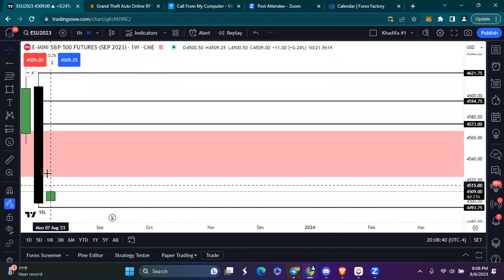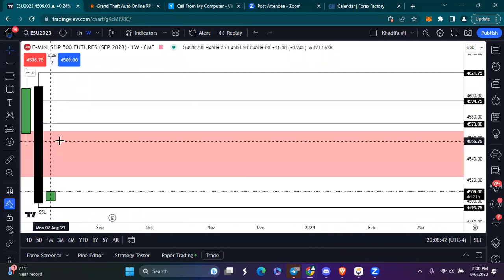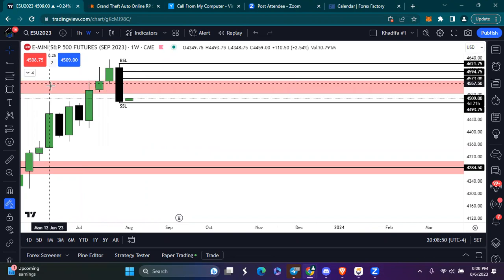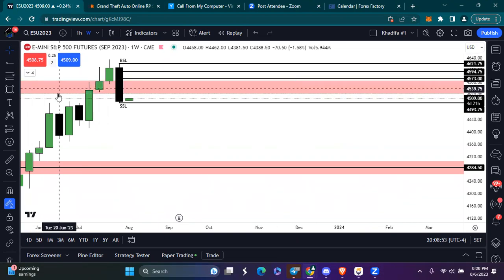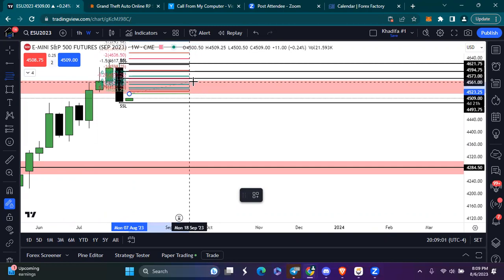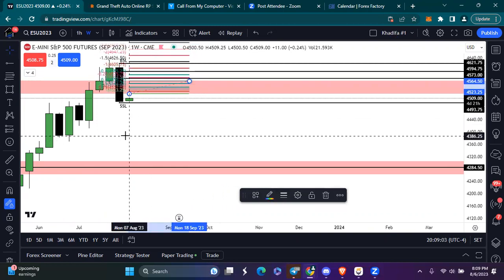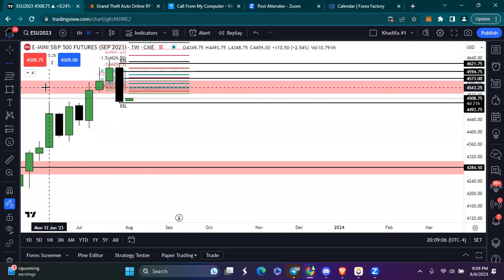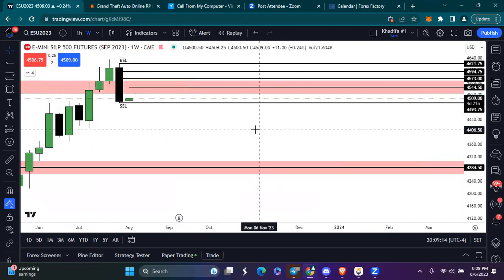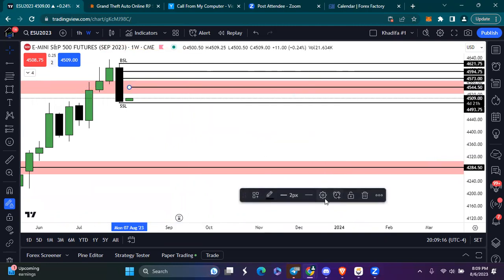into this weekly premium array. We may only push up to the consequent encroachment of this weekly fair value gap. And you know that consequent encroachment is the 50% mark of a defined area. So he's talking about around there. I'm not gonna get it perfect for you guys right now. You can go and do that yourselves.